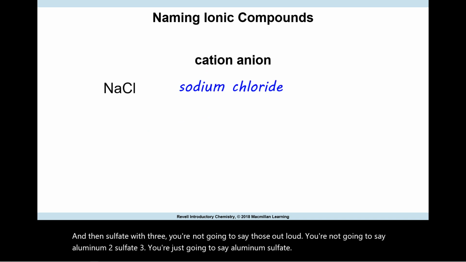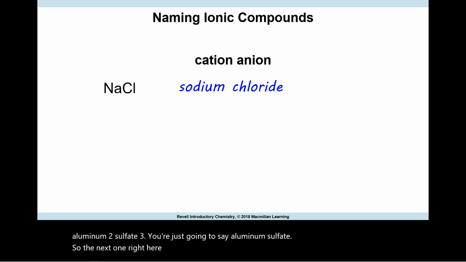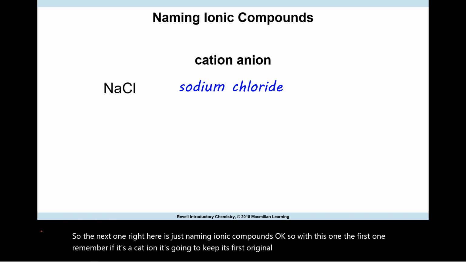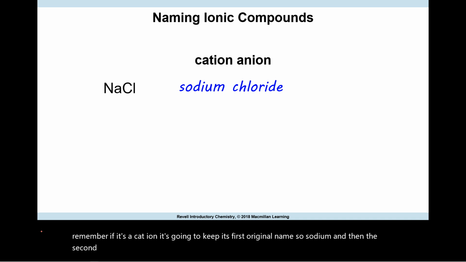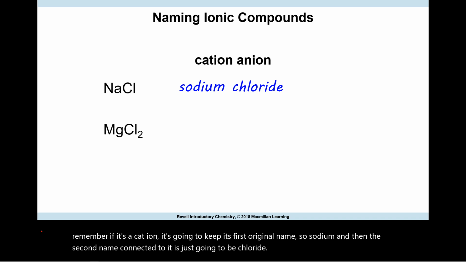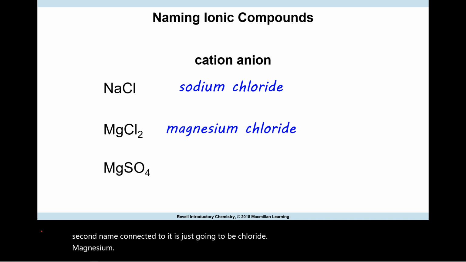So the next one right here is just naming ionic compounds. Okay, so with this one, the first one, remember if it's a cation, it's going to keep its first original name. So sodium, and then the second name connected to it is just going to be chloride. Magnesium chloride. Magnesium sulfate.